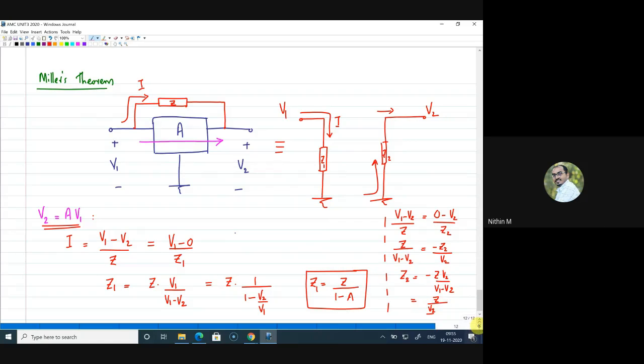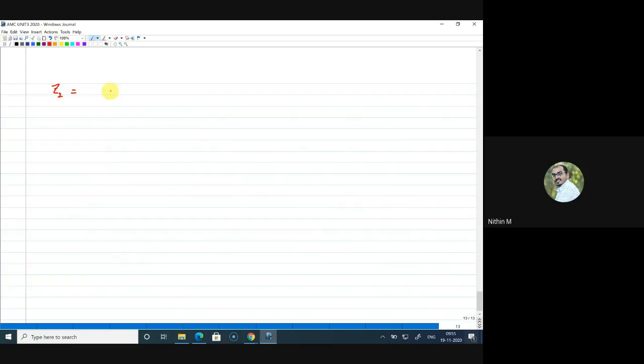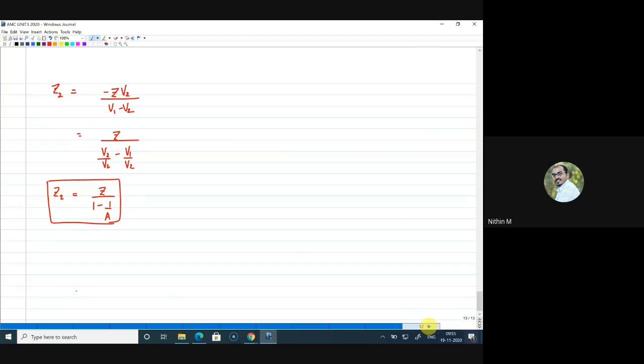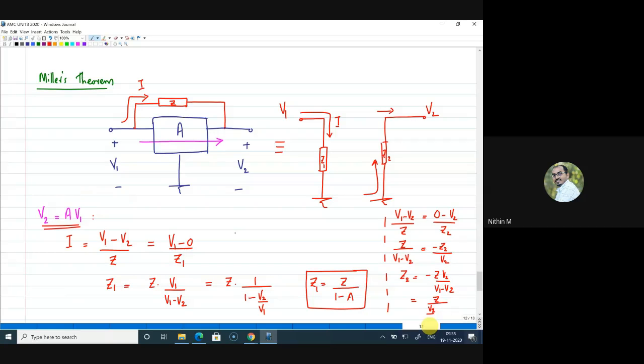Let me go to the next page. I can write Z2 is equal to minus Z into V2 by V1 minus V2, which is equal to Z divided by V2 by V2 minus V1 by V2, or I can write Z2 as Z by 1 minus 1 by A, right? So whenever you have an impedance in the additional path that gives an interaction between input and output, that can be decomposed into two impedances. One is Z1 whose value is Z by 1 minus A, and the other is Z2 whose value is Z by 1 minus 1 by A, right?